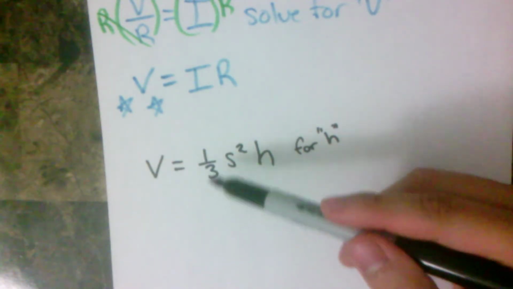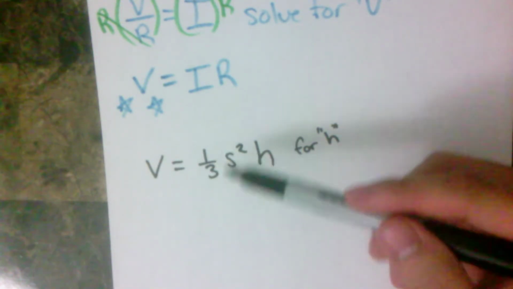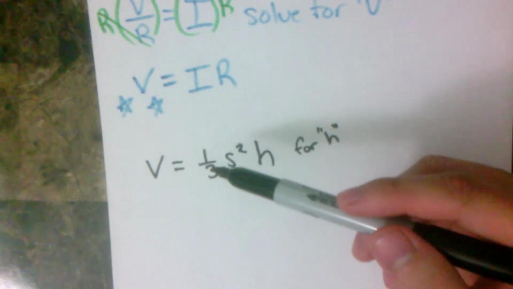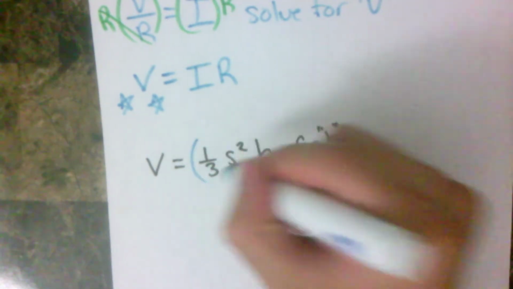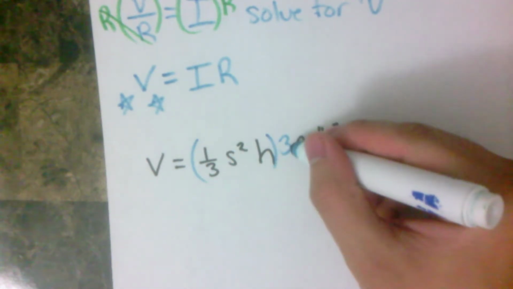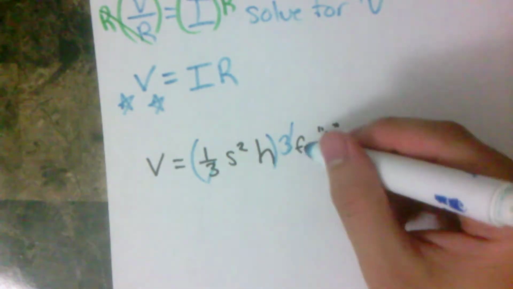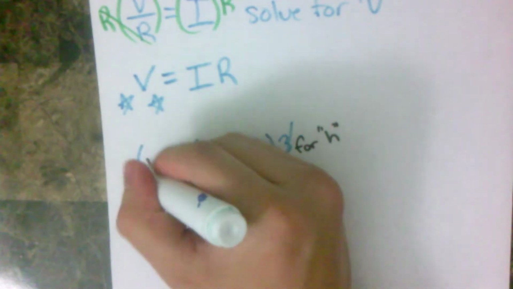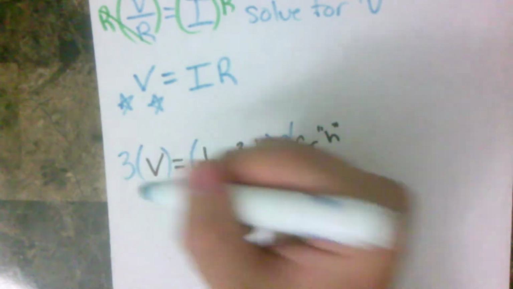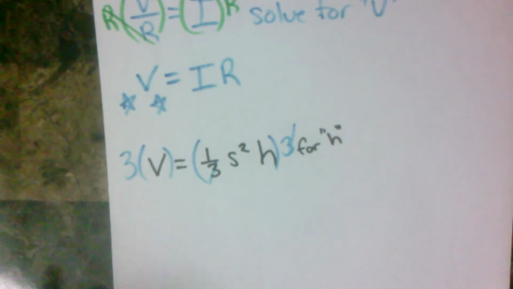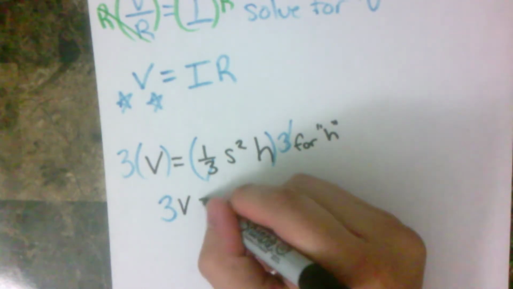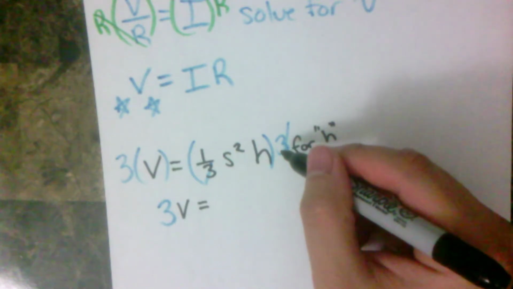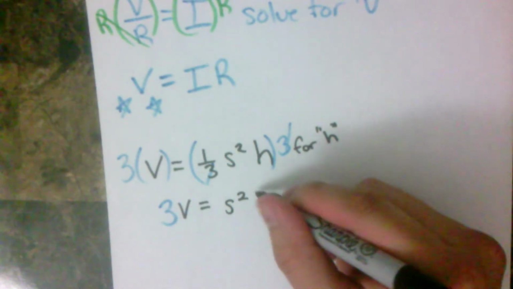You'll notice we have one right here. So if we get rid of this denominator, instead of dividing by 3, you do the opposite. The opposite of division is again multiplication. So we're going to multiply both sides by 3. This 3 is going to cancel out with this 3 because 3 divided by 3 is 1. And don't forget, what you do to one side, you have to do to the other side. So far our equation looks like this: 3 times v is equal to s squared h, since the 1/3 and the 3 canceled out.